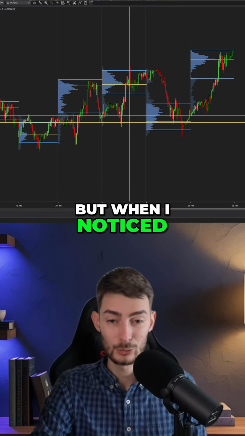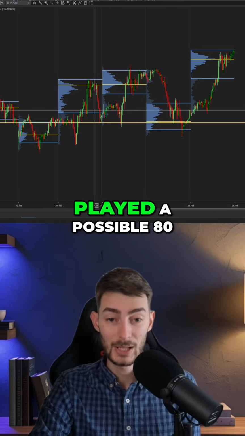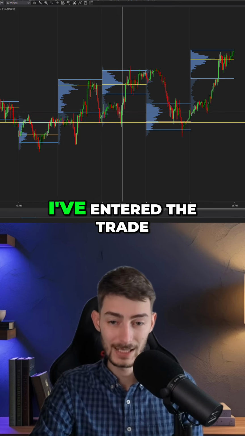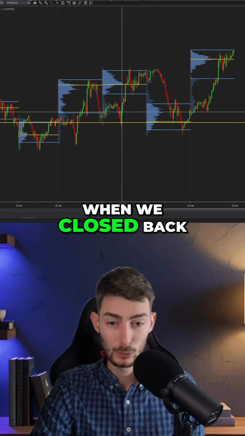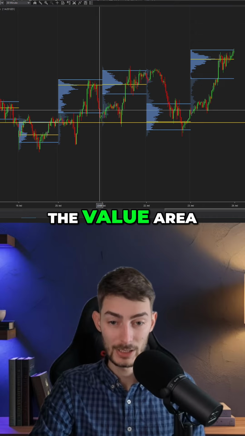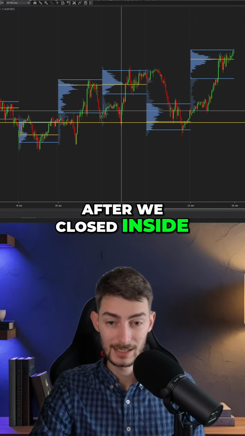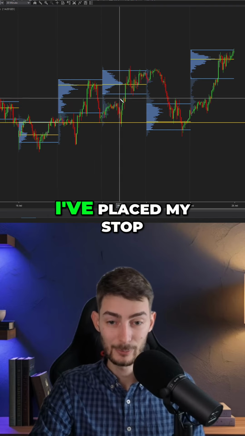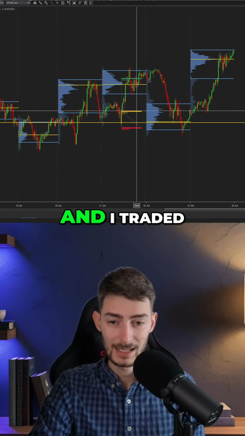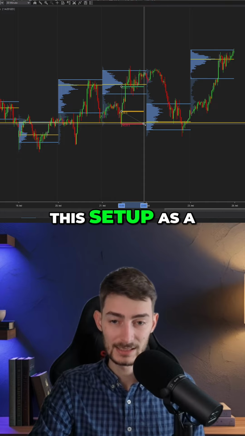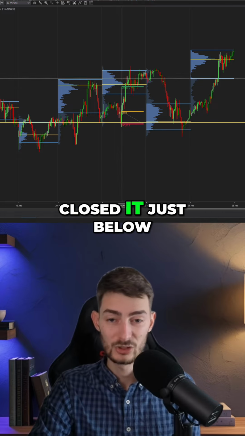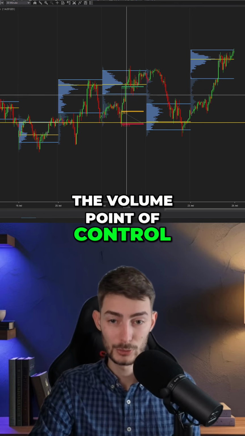But when I noticed that the market played a possible 80% rule setup, I've entered the trade when we closed back inside the value area. After we closed inside, I entered the trade, I've placed my stop loss below the last low, and I traded this setup as a 1-to-2 risk reward ratio, and I closed it just below the volume point of control.